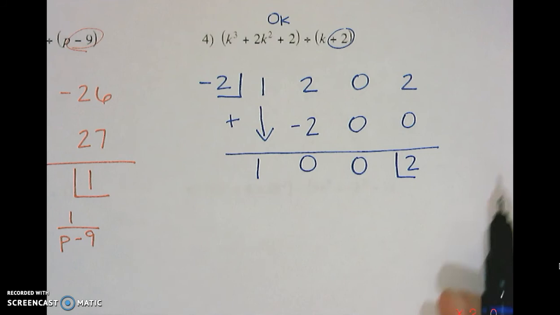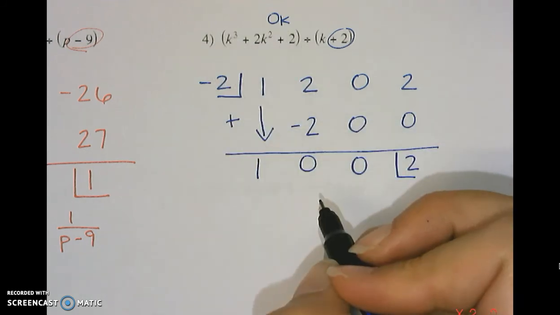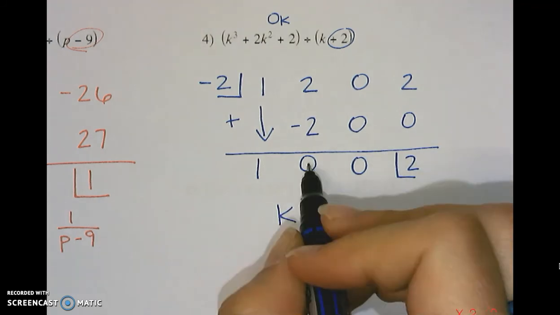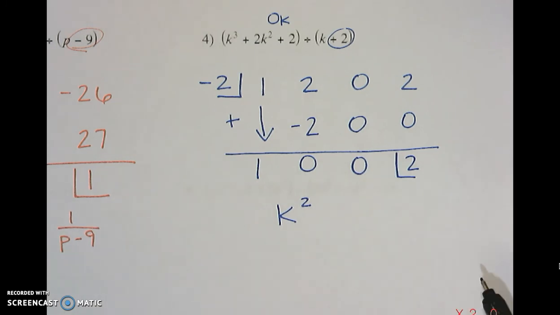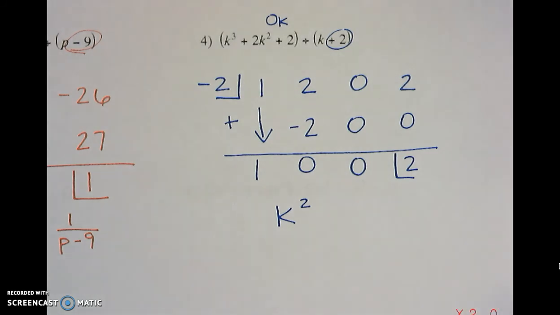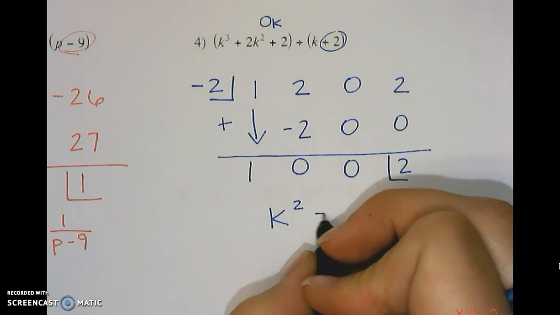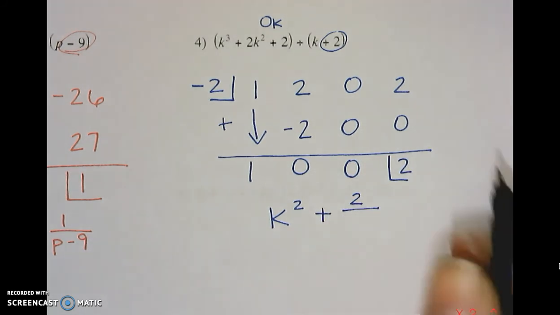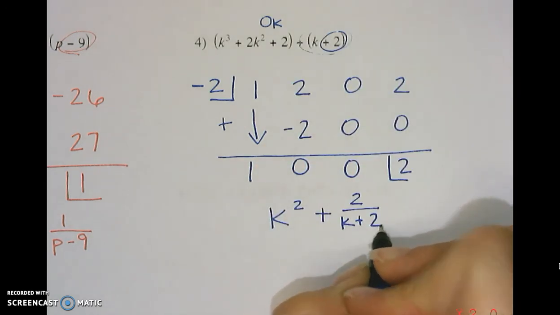That can happen. So this is k to the third, so my answer is going to start with k squared. So this is k squared. I don't have a k term and I don't have a constant, so we don't have to write those. If you feel more comfortable by writing 0k plus 0, you can, but it's not necessary. But I do have a remainder, so I'm going to put plus because this is a positive remainder. 2 over my original divisor, k plus 2.